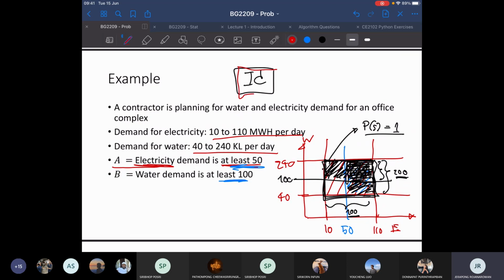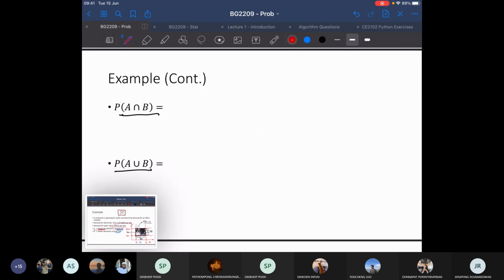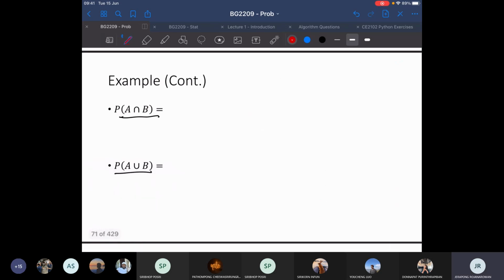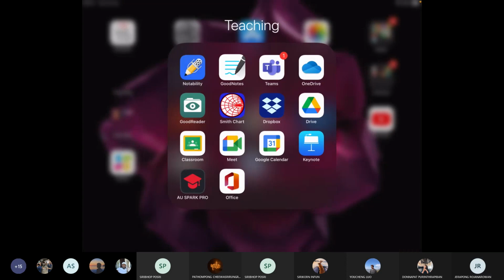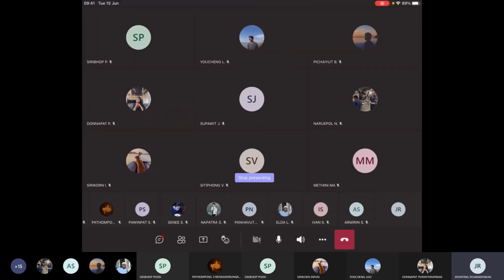Change the color a little bit. Answer two things. P A intersect B and P A union B. Okay, let me ask something. P A minus B. Okay, A minus B.